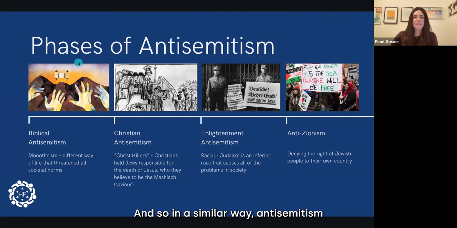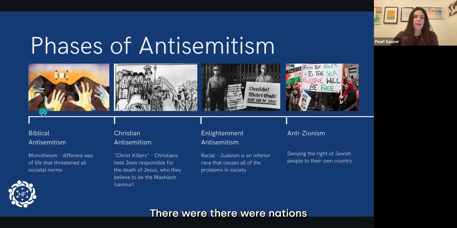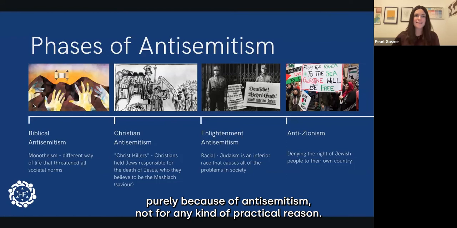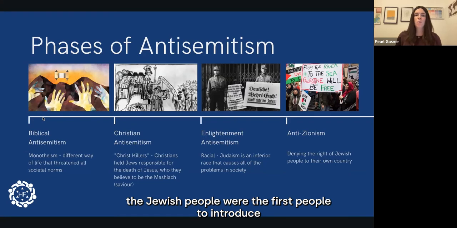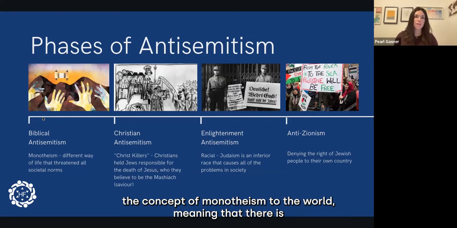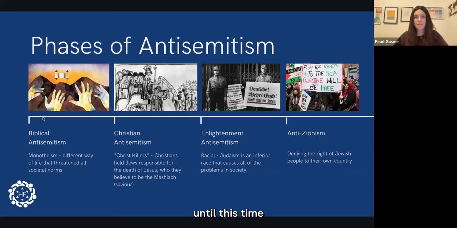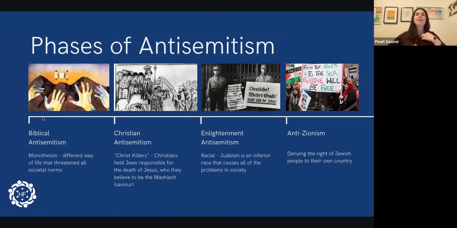In a similar way, anti-Semitism has existed as long as the Jewish people have existed, going all the way back to biblical times. There were nations that were enemies of the Jewish people purely because of anti-Semitism, not for any practical reason. The root of that ancient biblical anti-Semitism was that the Jewish people were the first to introduce the concept of monotheism to the world, the belief in one God. Until this time, all of the nations in the world were polytheists. They believed in lots of different gods, the god of the sun, the moon, the grass, all different gods.